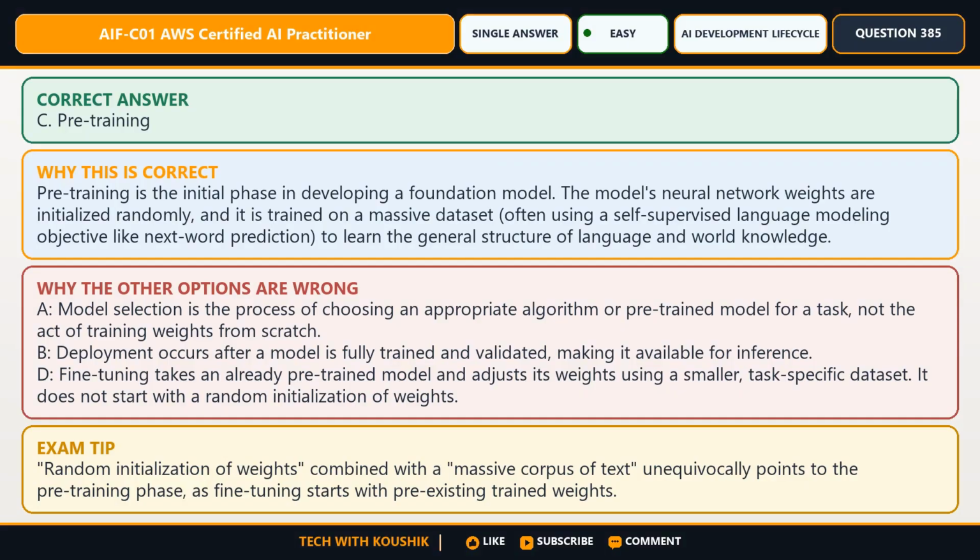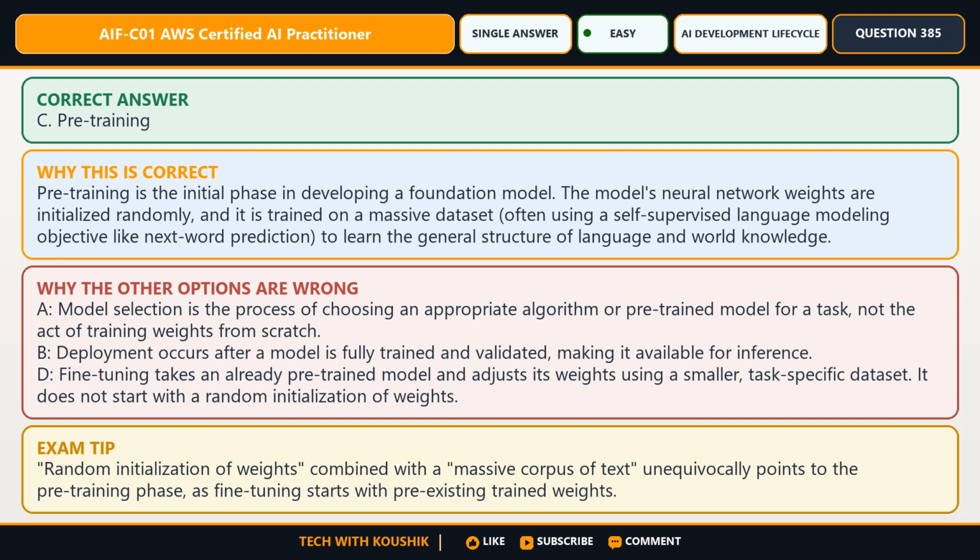The requirement to solution matches: pre-training is the initial phase in developing a foundation model. The model's neural network weights are initialized randomly, and it is trained on a massive dataset, often using a self-supervised language modeling objective like next word prediction, to learn the general structure of language and world knowledge. Now eliminate the distractors. A. Model selection is the process of choosing an appropriate algorithm or pre-trained model for a task, not the act of training weights from scratch. B.